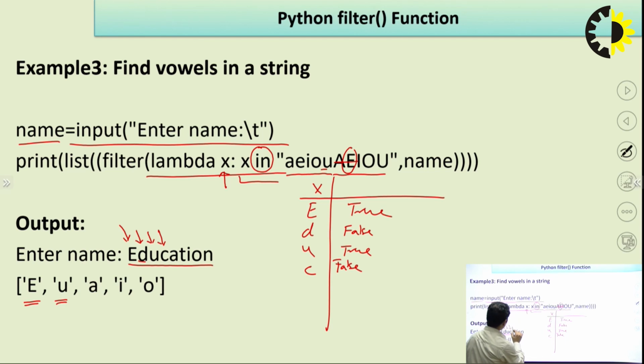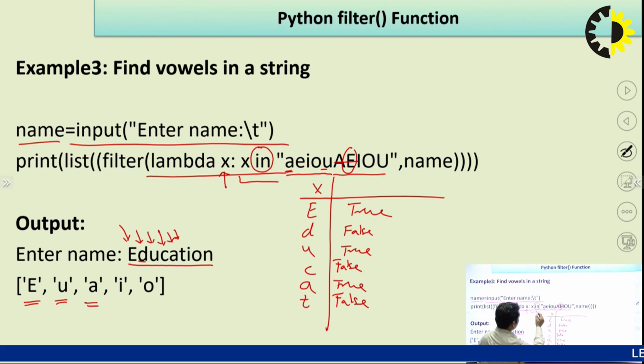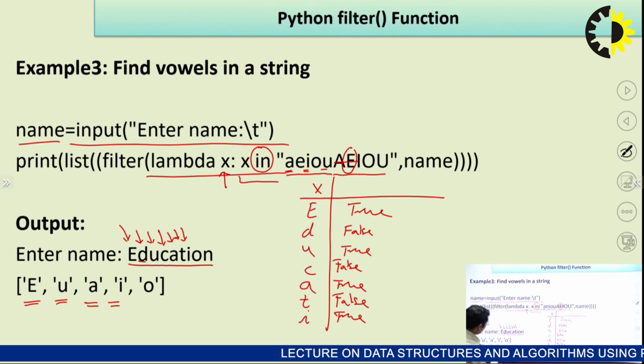Now, the next is A. x becomes A. In the given list, yes, it is here. So this will return true, which means it is added into the list. Now, next is T. x becomes T. The in operator applied on T, no, this will return false. So it is not added into the new list. Now, next we read the I. In this particular set, yes, it is here. So this will return true. So I is added here.